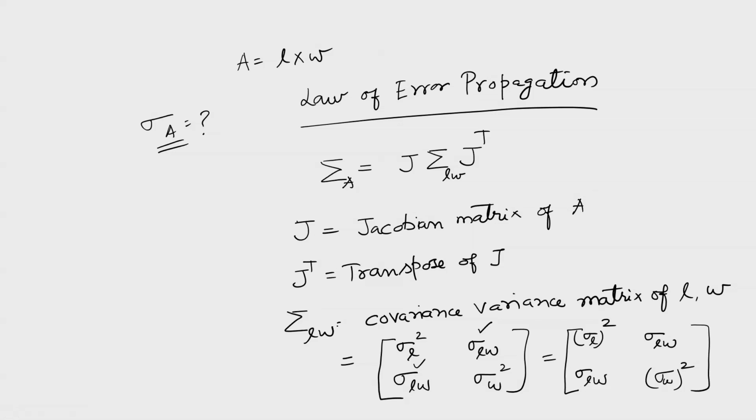Sigma L is the precision of the measurements of length and sigma W is the precision of measurements of width. Now, when we observe something in the field, in general we can assume that errors are independent and hence sigma LW equals 0, so this matrix is a diagonal matrix because this is equal to 0, and this is also equal to 0. Now if we put the values in this formula, I should get sigma A, the error propagated in area A.